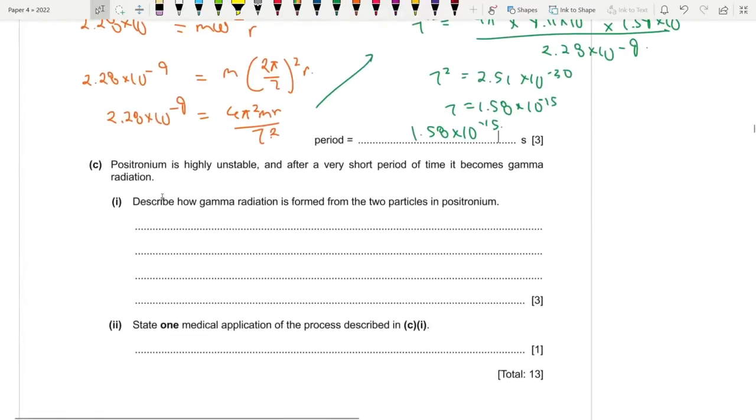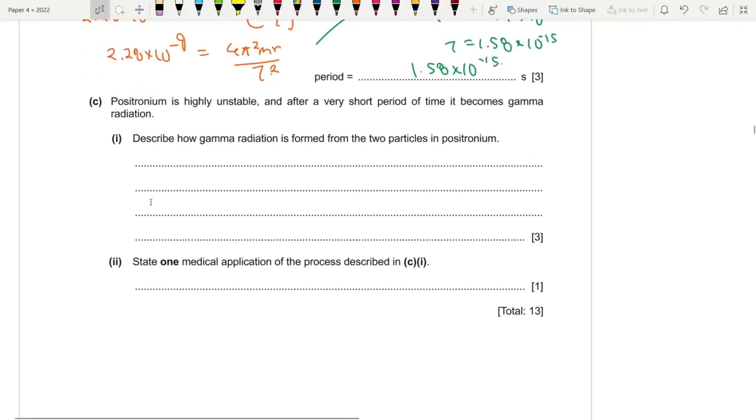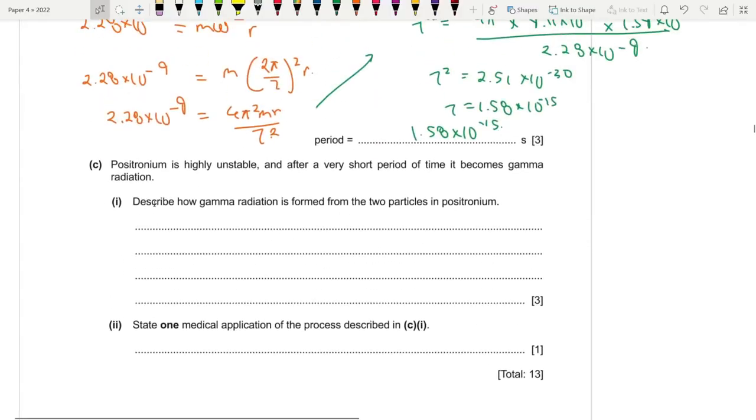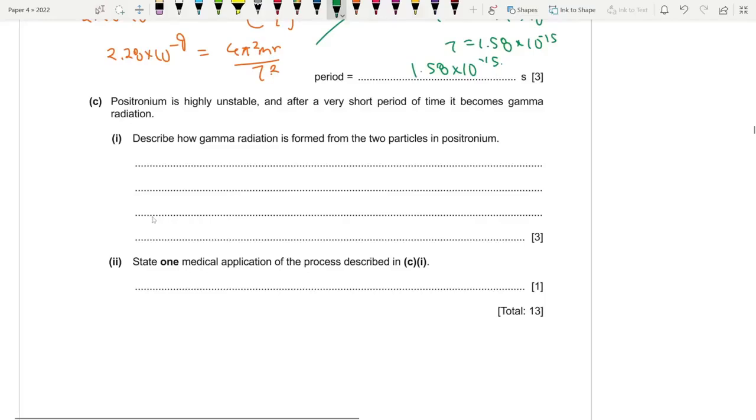Positronium is highly unstable, and after a very short period of time, it becomes gamma radiation. When a positron and an electron come together, or when a particle and its antiparticle interact, this interaction is called annihilation. We see this in PET scanning. So one medical application is in fact PET scanning. Interesting. And so describe how gamma radiation is formed. Let's see. Mass is basically converted to energy.